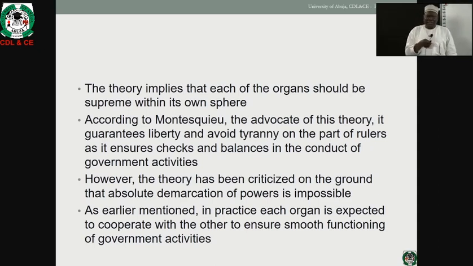If you say to the executive, okay, go your way, do your own implementation without the legislature, the lawmaking body, supporting it, it will not work. The executive also will say, okay legislature, go your way, do your lawmaking business without the support of the executive, it will not work. And so also the judiciary.